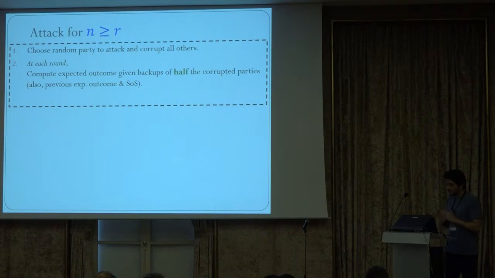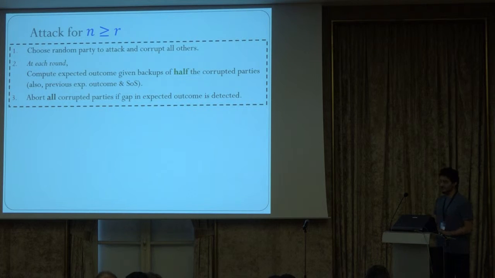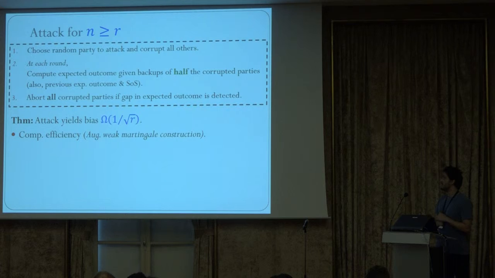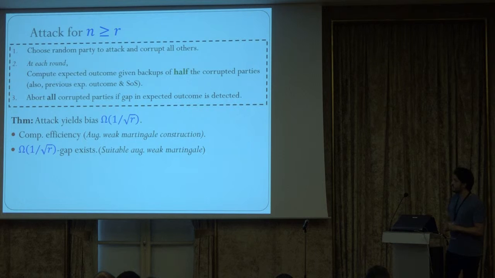What happens here is that at the beginning of the protocol, the adversary chooses half of its corrupted parties, puts them in the bag, seals the bag, and never looks at the bag again. Then, if a gap is detected in the expected outcome sequence, the adversary aborts all of the parties, including the ones in the bag. So we show that this attack yields a bias of magnitude 1 over square root of r. And some elements of the proof go something like this. We know that this attack is efficient because we have the augmented weak martingale construction that I was talking about earlier. Also, by the theorem that we showed, we know that there exist 1 over square root of r gaps between adjacent variables.